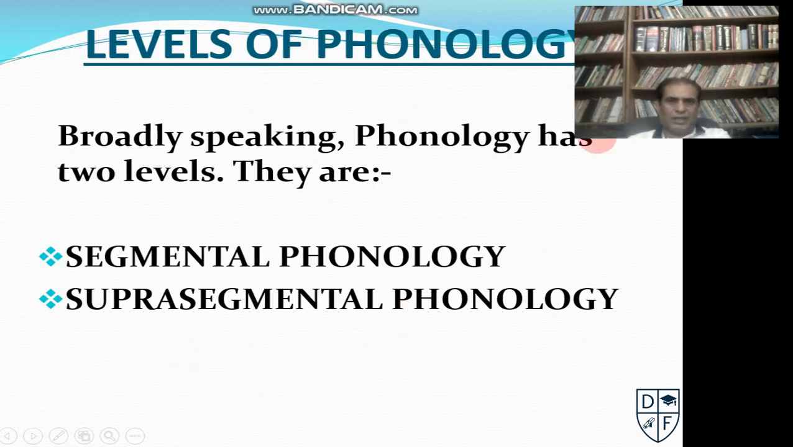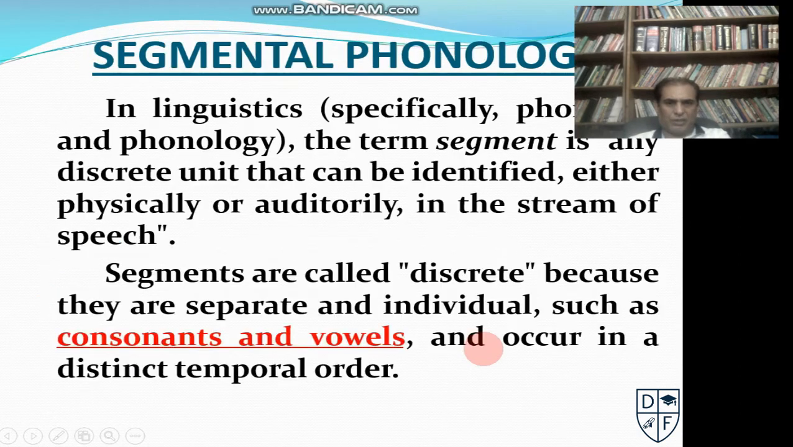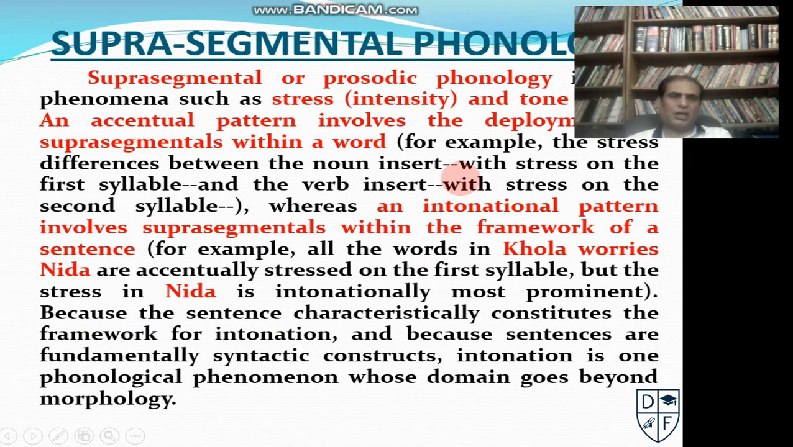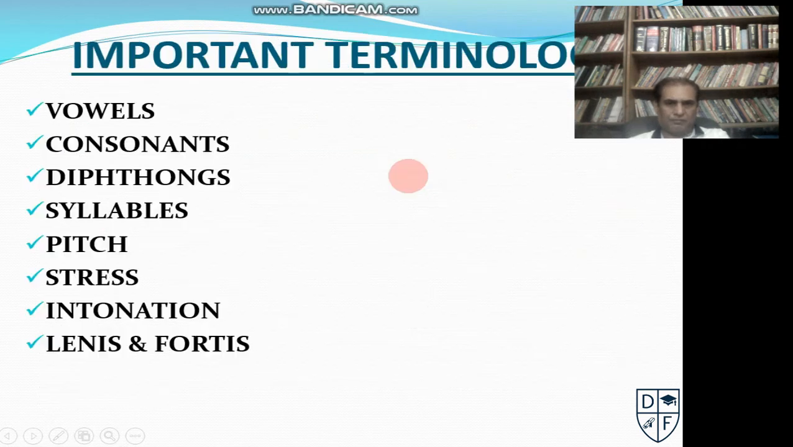Then we talked about the levels of phonology: segmental phonology and supra-segmental phonology. We have completed segmental phonology. Today we will be talking about supra-segmental phonology. In segmental phonology we talked about the 44 speech sounds; these are the segments. Supra-segmental phonology is beyond segments, that is, it is about tone, syllable, stress, intonation.